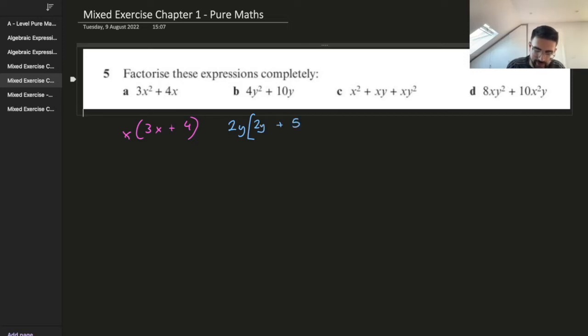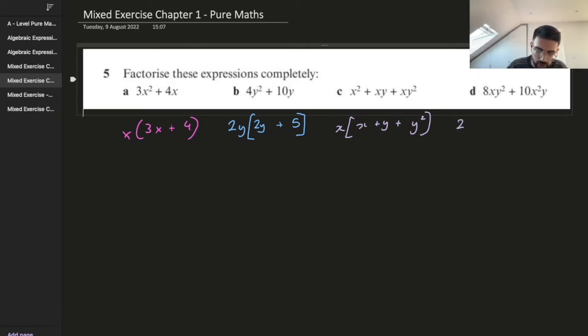Again, let's change color. I'm going to run out of colors at this rate. Over here, I can see that x is the highest common denominator. It divides through everything. So it's going to be x plus y plus y squared. And then for part D, we're simply going to do 2.